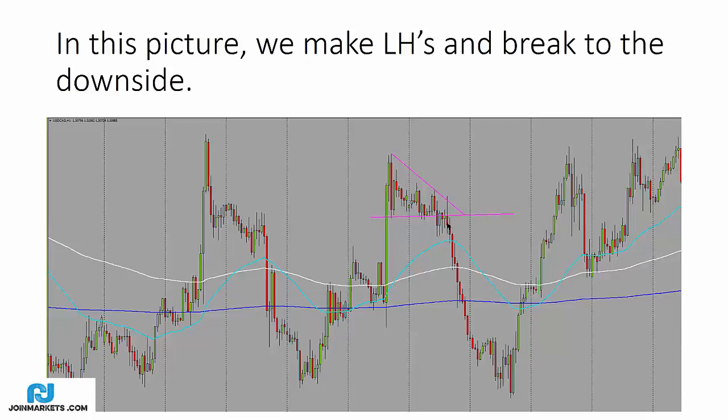From here, we'd have a very good risk to reward ratio. From here, we would like to place our stop loss above here, where it's nice and safe. And in this scenario, you would have hit 3 take profits.